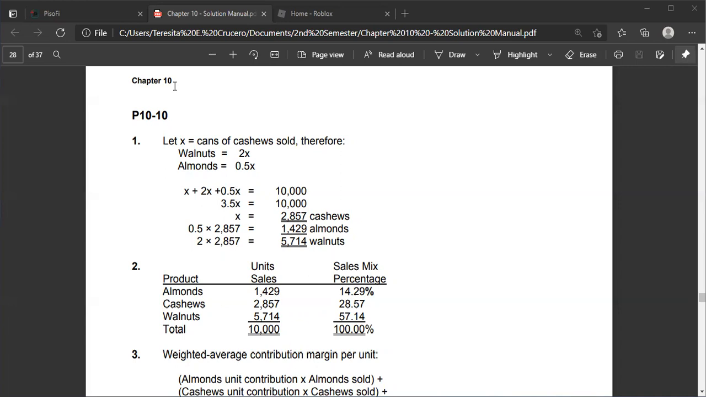Compute the sales mix percentages. So for the 3 products, we have the unit sales computed in number 1, and each unit sales divided by 10,000. So for almonds, 14.29%. So it means that in selling 10,000 cans, 14.29% of 10,000 is sales of almonds, 28.57% for cassoys, and walnuts, 57.14%, a total of 100%.